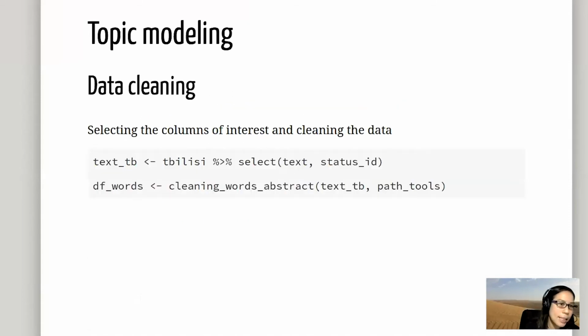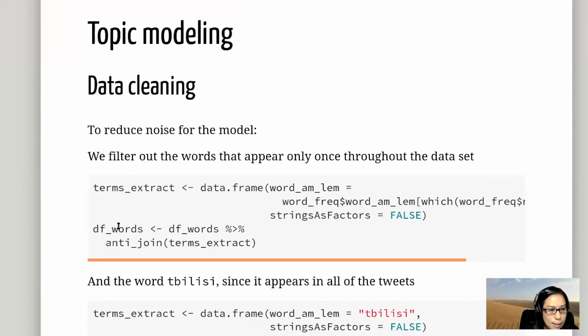We do the data cleaning, so we select the text and status ID columns. Status ID is the tweet ID. We use the cleaning words abstract function, so we clean the words. And then we reduce some noise for the model: first we filter out the words that appear only once through the data set. This is something I mentioned before. We need to only include words that are going to add some information into the model and not just put some noise into it. So this is the way we do it.